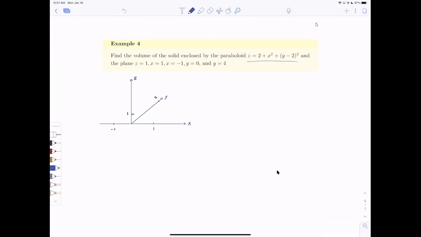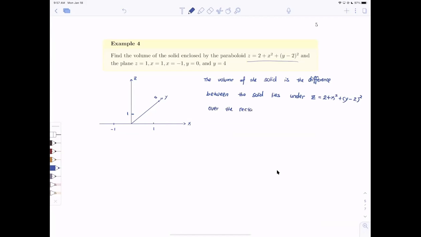So basically, the volume of the solid is actually the difference between the solid that lies under z equals 2 plus x squared plus y minus 2 squared over the rectangle R, which is negative 1 to 1 times 0 to 4. So we know how to compute this solid, right? It's just this surface and this is your rectangle. So we know how to compute this.